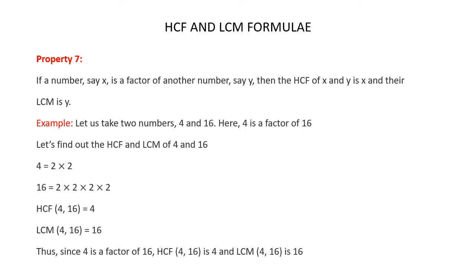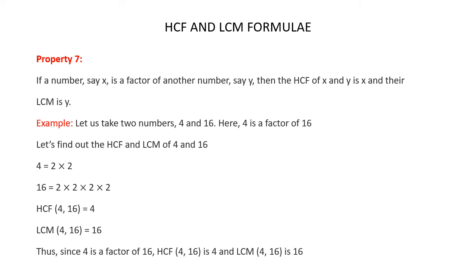Property 7. If a number say x is a factor of another number say y, then the HCF of x and y is x and the LCM of x and y is y. Let's check if this is true by considering two numbers 4 and 16. When you look at these two numbers, you'll notice that 4 is a factor of 16. Now, first we have to find the HCF and LCM of 4 and 16. We'll do this by prime factorization method.